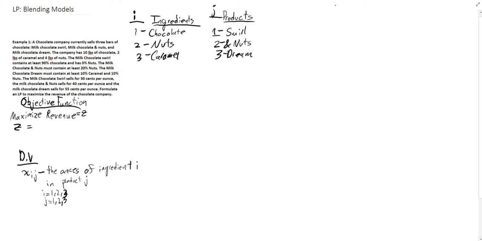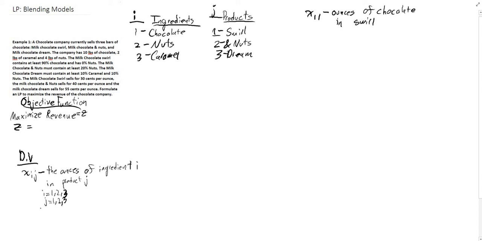So in just brief terms, x11 is going to represent the ounces of chocolate in the Milk Chocolate Swirl. x12 is going to be ounces of chocolate in Milk Chocolate and Nuts, and x13 is going to be the ounces of chocolate in Milk Chocolate Dream. We're just going to erase that, but that's how we're going to explain that.